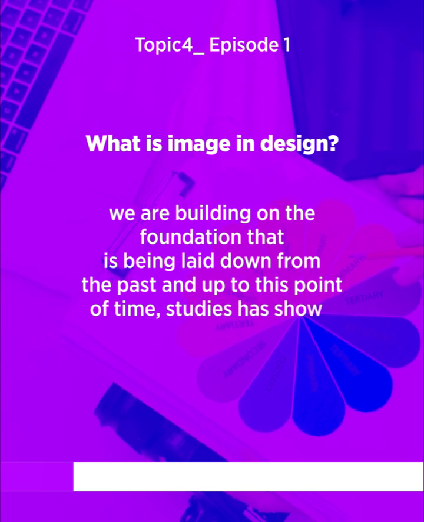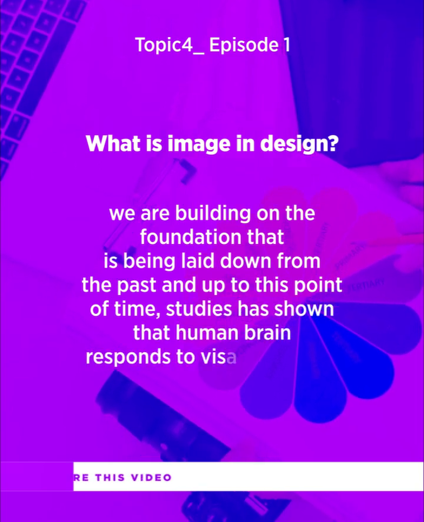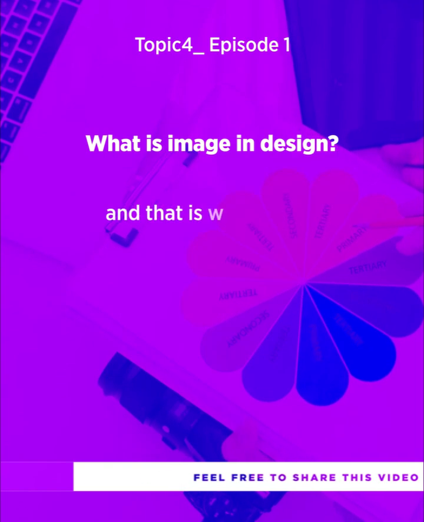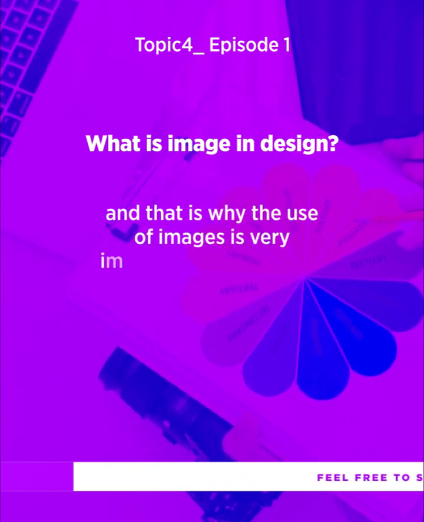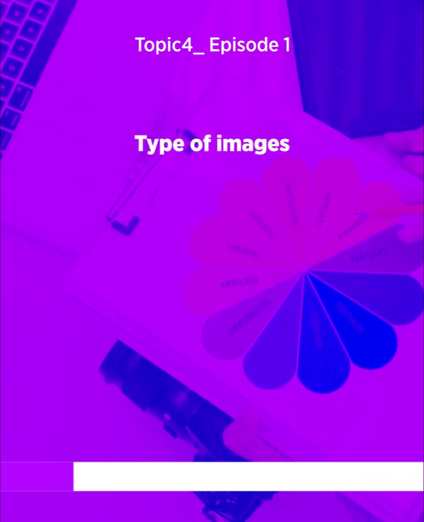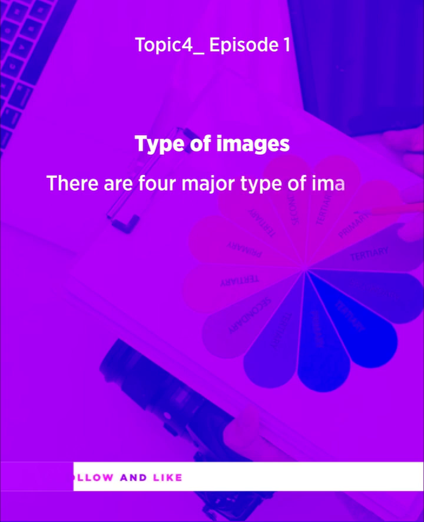Studies have shown that the human brain responds to visuals 6,000 times faster than written words, and that is why the use of images is very important in our design. Now let's discuss the types of images. There are 4 major types of images.